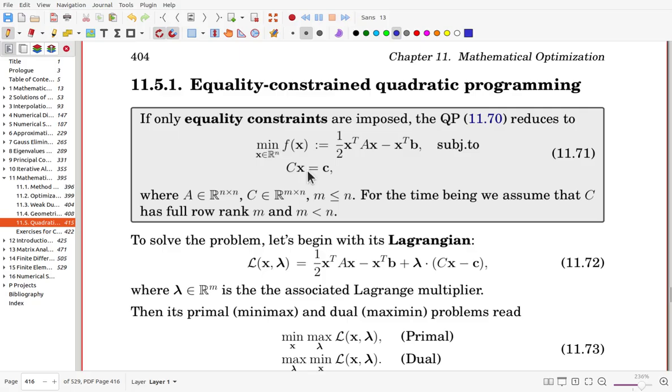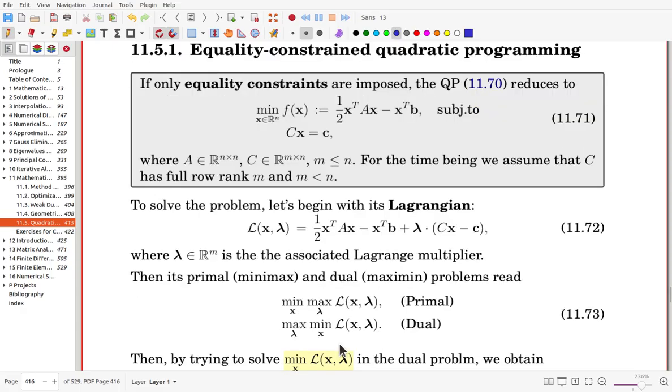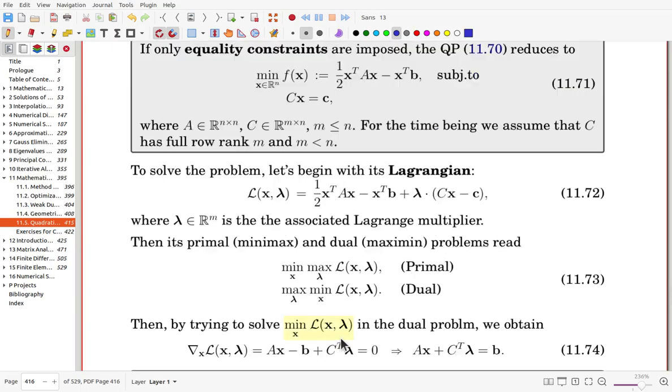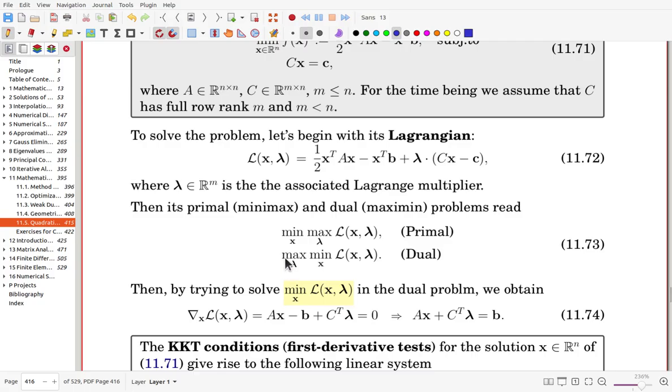Move this little c to the left hand side. Then Cx minus little c equals 0. And we have this term. The first step is formulating the primal problem, the min-max problem: minimum over x, maximum over the Lagrange multiplier of the Lagrangian. And its dual problem can be formulated by changing the minimum and maximum. So the maximin is the dual problem.